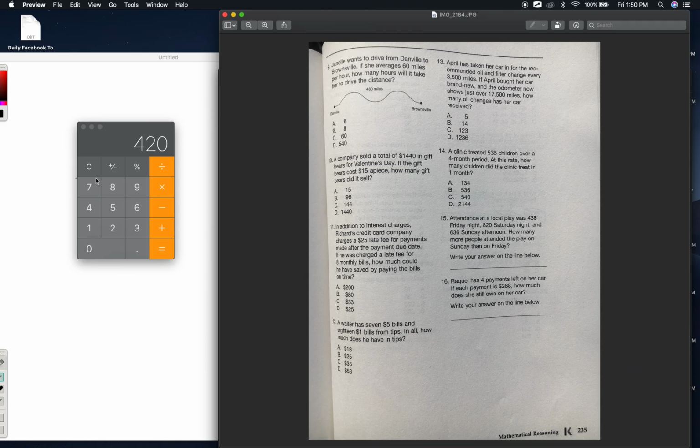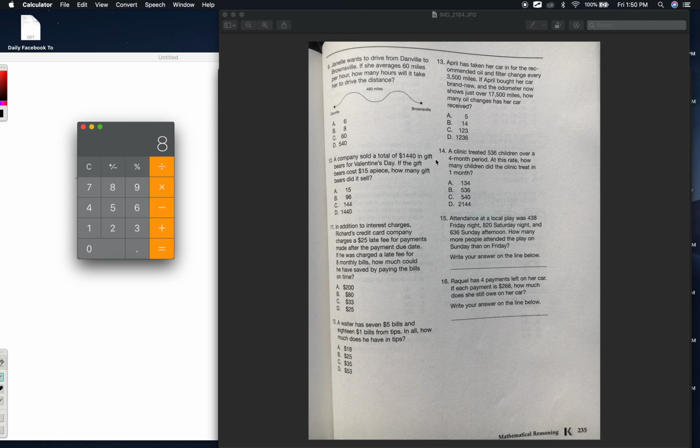Okay, Janelle wants to drive from Danville to Brownville. If she averages 60 miles per hour, how many hours will it take her to drive the distance? So distance here, Danville to Brownville, we see is 480 miles. She drives an average of 60 miles per hour. Okay, so how many 60s go into 480? Let's divide that. 480 divided by 60 equals 8. So it took her 8 hours to drive 480 miles. So your answer is B.